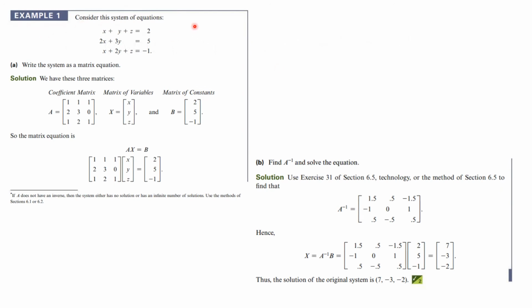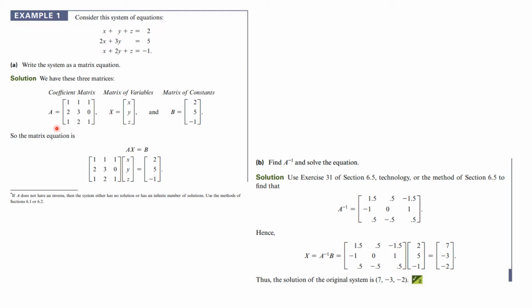So let's consider the system of equations x plus y plus z equal 2, 2x plus 3y equal 5, and x plus 2y plus z equal minus 1. Now we're going to write this as a matrix equation. So look, I have it in the right form. All the variables are on this side, the x's are over the x's, the y's are over the y's, and the z's are over the z's. And my numbers are on the right-hand side.